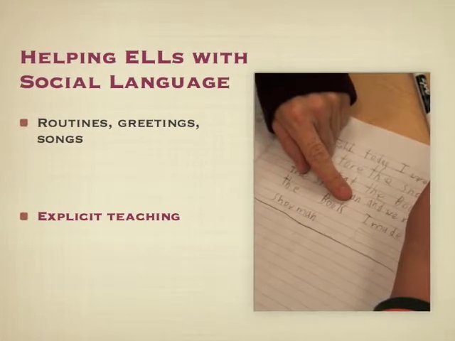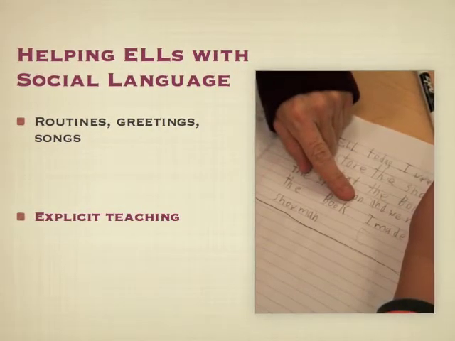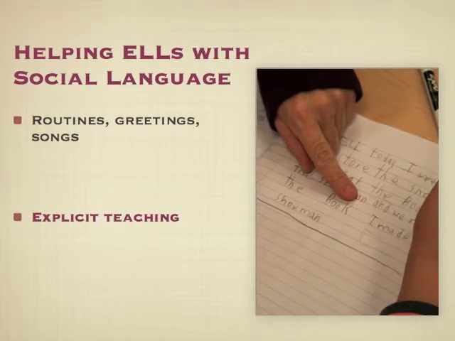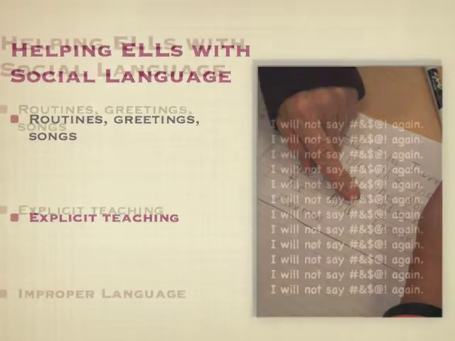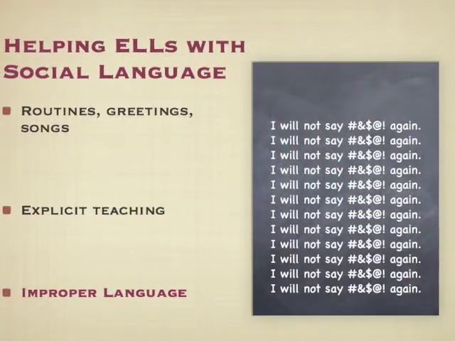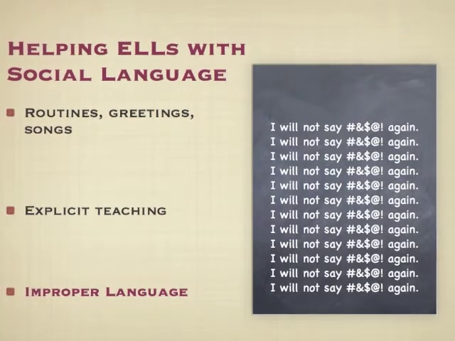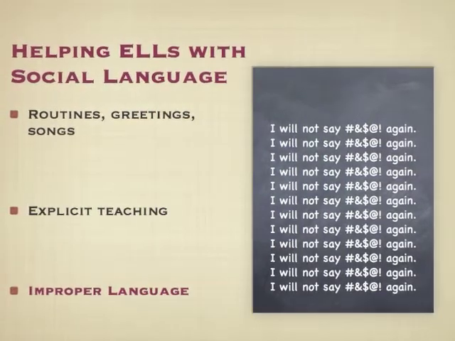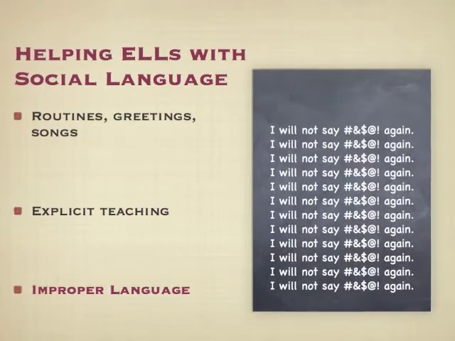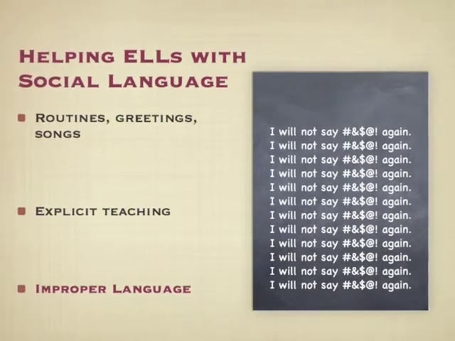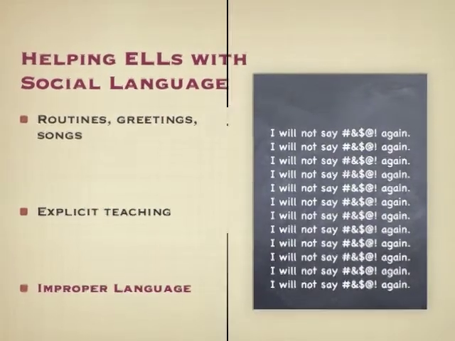Some parts of social language might need to be explicitly taught. This includes tone of voice and the use of polite language. Speaking of polite language, ELL students learn what they hear. At times you may find your ELL student using colorful words. This is not unusual at all. Your ELL will need to be taught what language is appropriate.